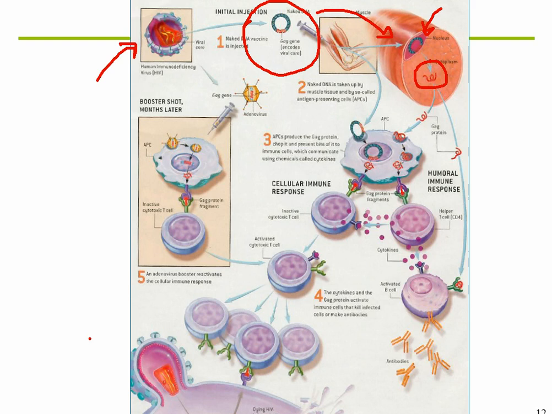Now remember, you're not using whole HIV. You're not going to get HIV. This is only a gene or a couple of genes, for example, for making a protein capsid. The muscle cells see this new HIV gene. They make the protein.